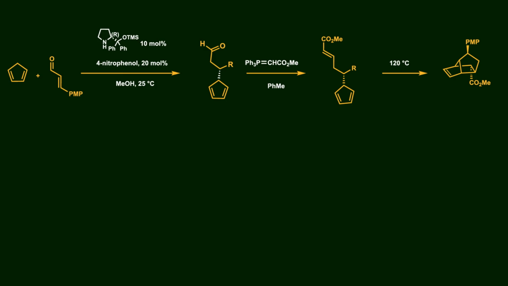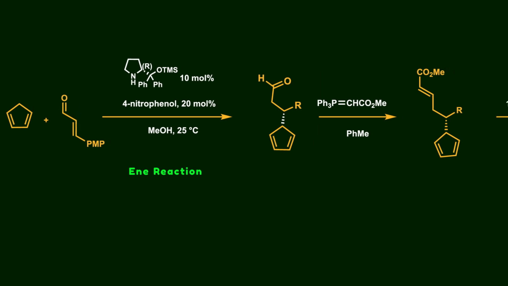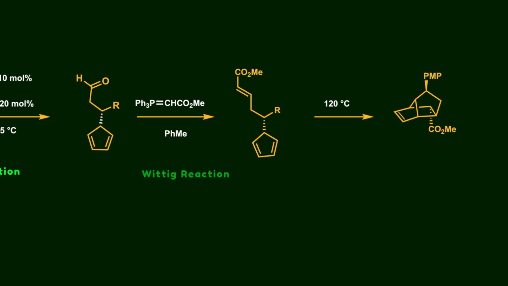The first step of the synthesis is a one-pot reaction. To simplify, we can break it down into 3 main steps. In the first step, para-methoxycinnamaldehyde is installed onto cyclopentadiene in an enantioselective fashion via an reaction at room temperature. In the second step, the resulting intermediate undergoes a Wittig reaction, transforming the aldehyde into the substituted double bond.